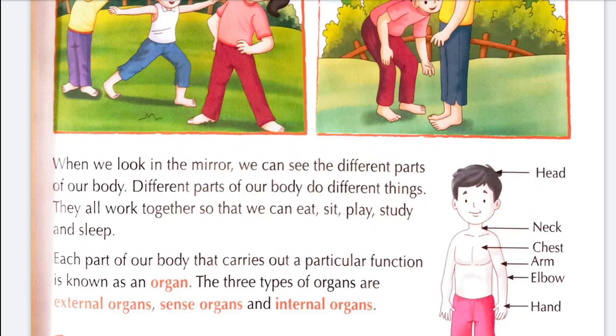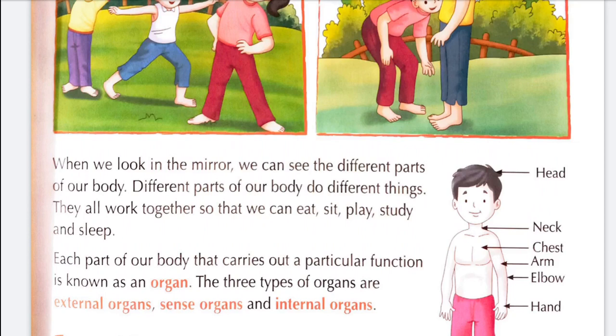Each part of our body that carries out a particular function is known as an organ. The three types of organs are external organs, sense organs and internal organs. So students, in this paragraph, what we have learned is that when we look in the mirror, we see different parts of our body like head, eyes, mouth, nose, hands, legs, and so on.